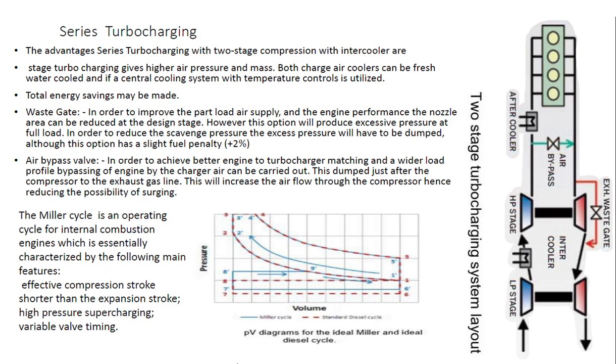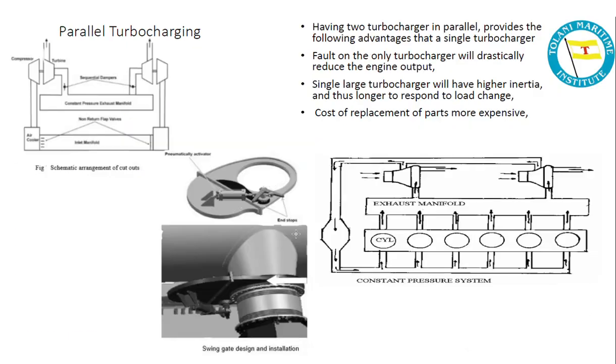Now this is a Miller cycle. The Miller cycle is an operating cycle for internal combustion engines which is essentially characterized by the following main features: effective compression stroke shorter than the expansion stroke, high pressure supercharging, variable valve timing, and having two turbochargers in parallel.